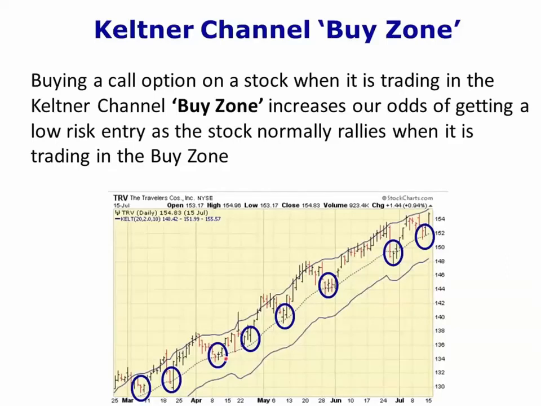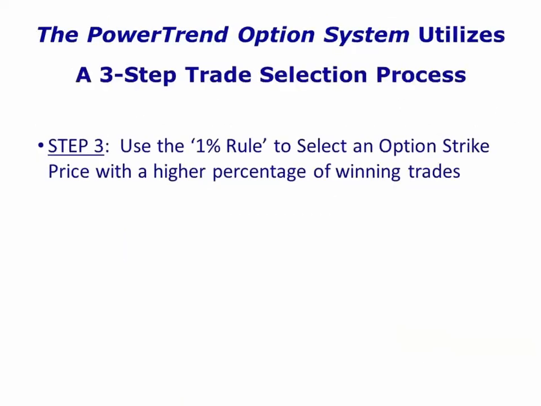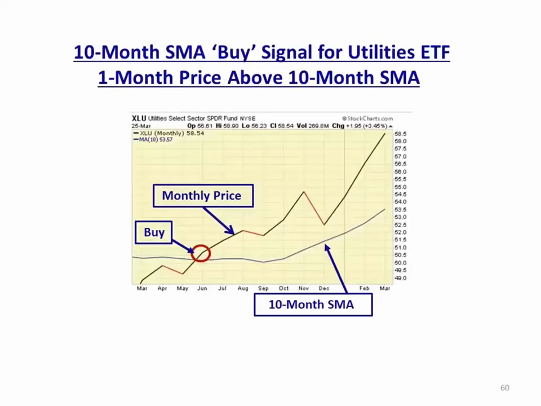So we can see the various rallies for Traveler's stock once the stock is in the buy zone. And the Keltner channels for Traveler stock over the past 4 or 5 months have given us numerous opportunities to enter the very strong price trend for Traveler stock. Now, step 3 in the call option purchase selection is we use the 1% rule to select an option strike price with a higher percentage of winning trades. So let's look at some recent trade examples to demonstrate that.